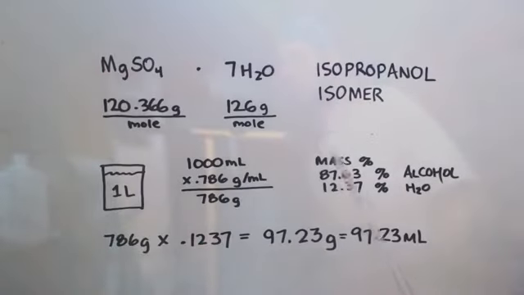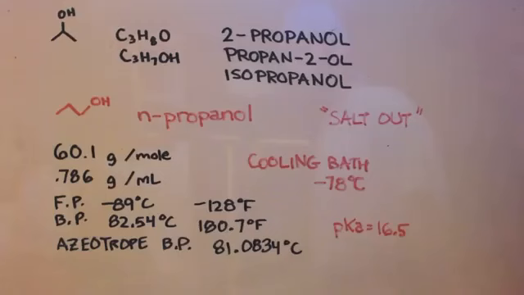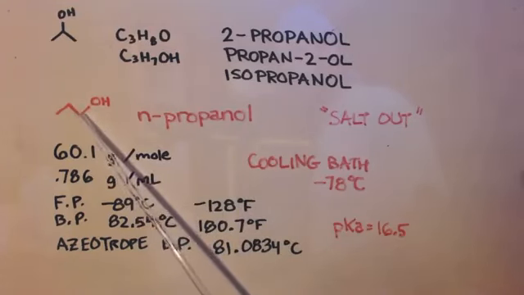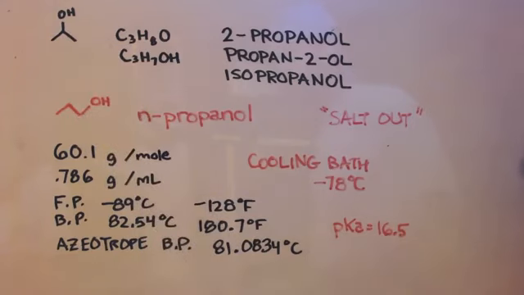I want you to look at the word isopropanol and the word isomer. Look at how they're similar. That's because isopropanol is an isomer of N-propanol, the normal propanol. But that's the difference. See how this one it's on the end, and this one's on the second one.